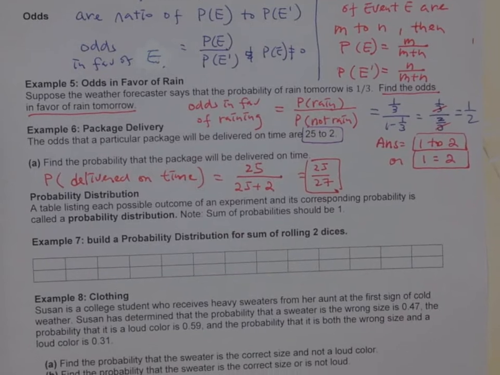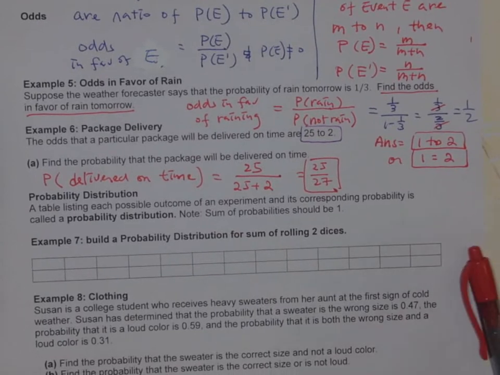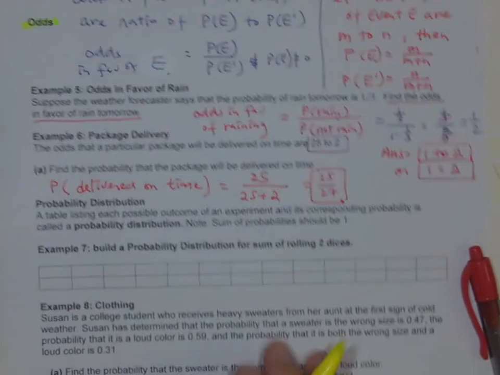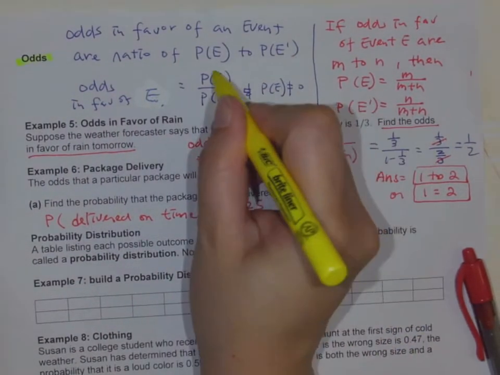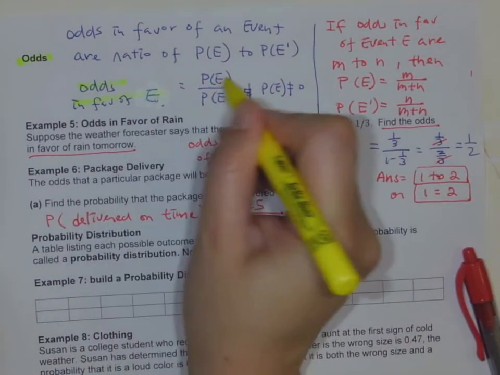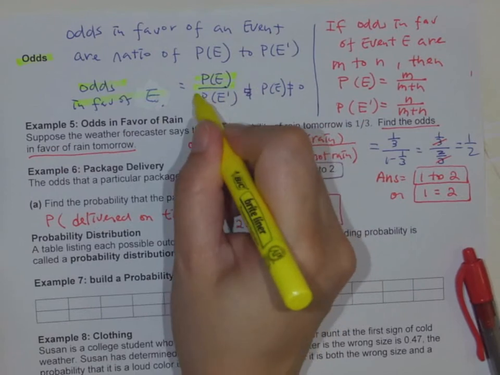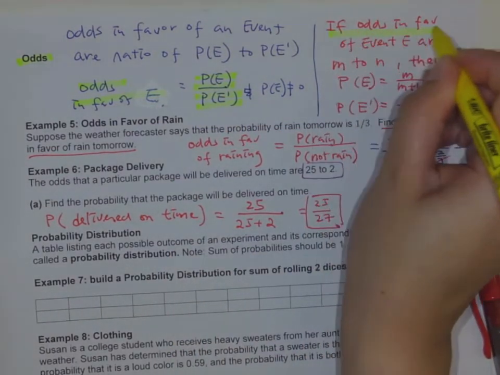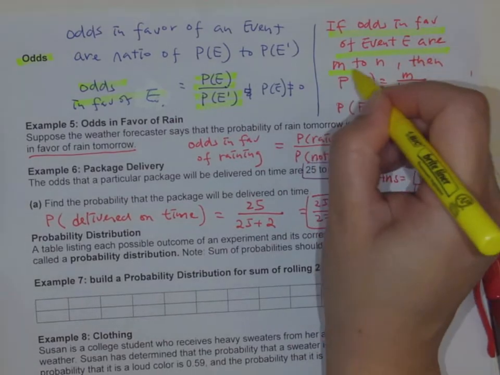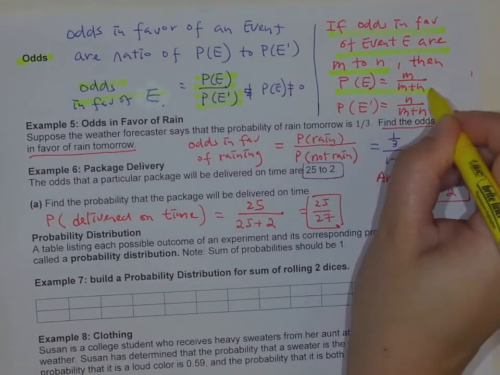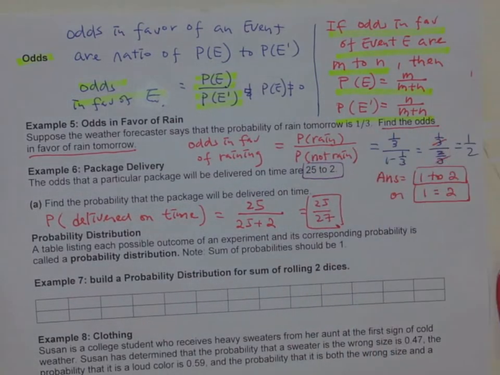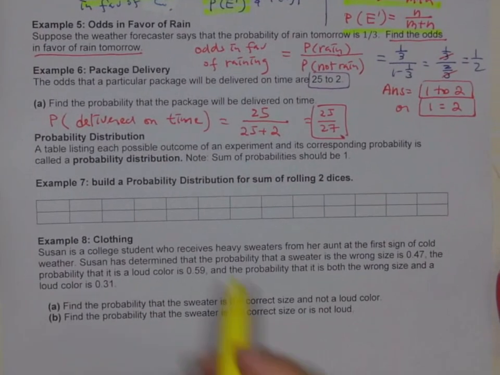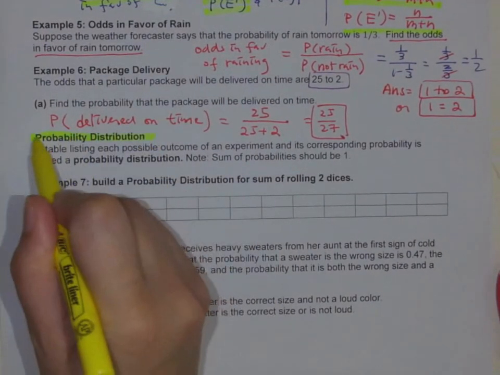So the probability that it is going to be delivered on time is 25 out of 27, okay? Okay, the next topic. So we talked about odds, which we write as odds in favor of E would be P of E divided by P of not E. If odds in favor of event E are M to N, then probability of E would be that, not E would be that. Okay. So the next topic is probability distribution.